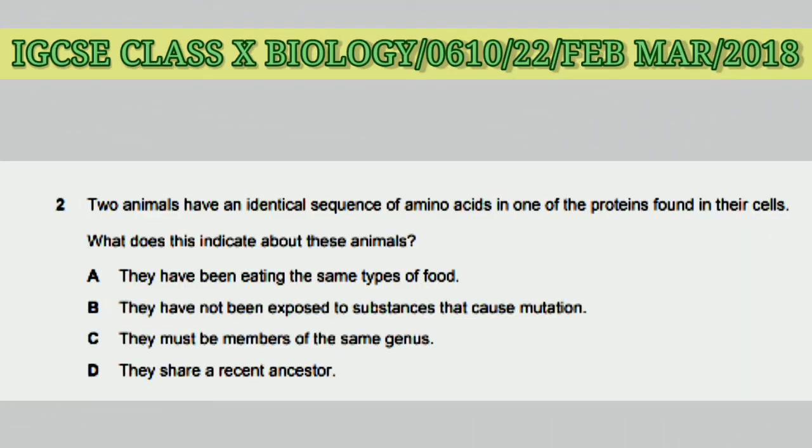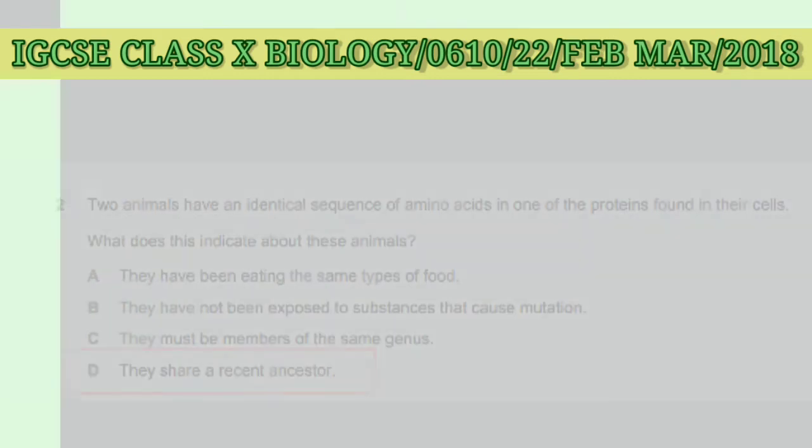Second question. Two animals have an identical sequence of amino acids in one of the proteins found in their cells. What does this indicate about these animals? Since the two animals have identical sequence of amino acids in one of the proteins, means gene controlling their production is same, or we can say their DNA is same. That means they share a recent ancestor. So correct answer is option D. They share a recent ancestor.